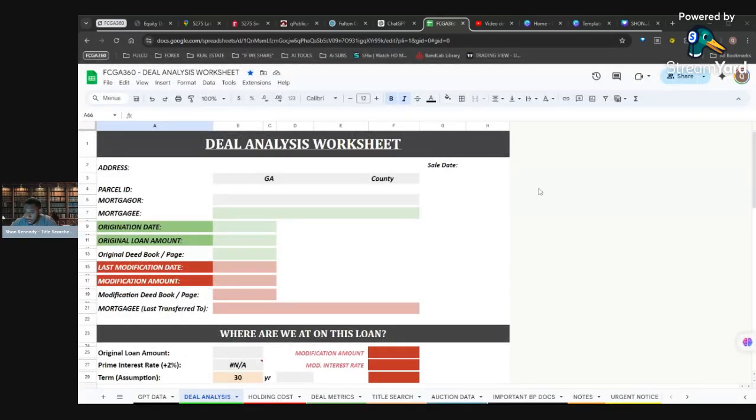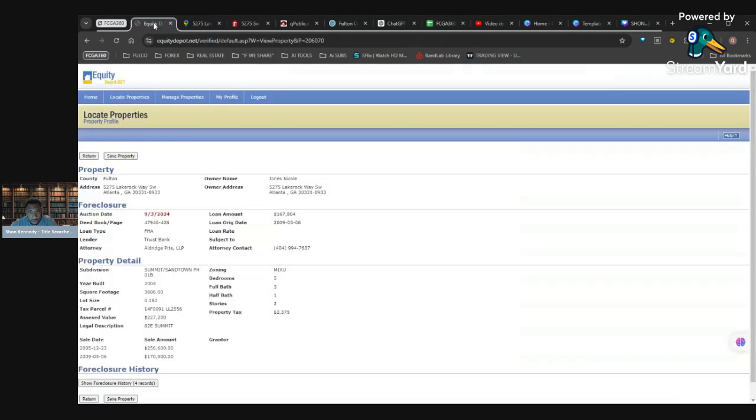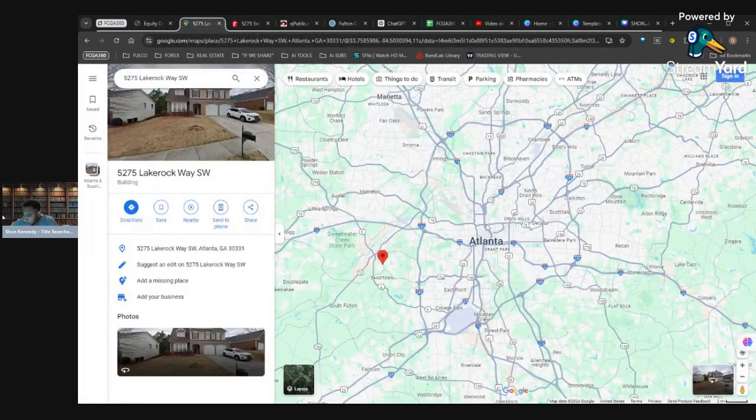All right, we back at it again. Let's see if we can break down another deal and see what Atlanta has in store for us. So we're gonna take a look at 5275 Lakerock Way. It's on the outskirts of Atlanta on the west side.